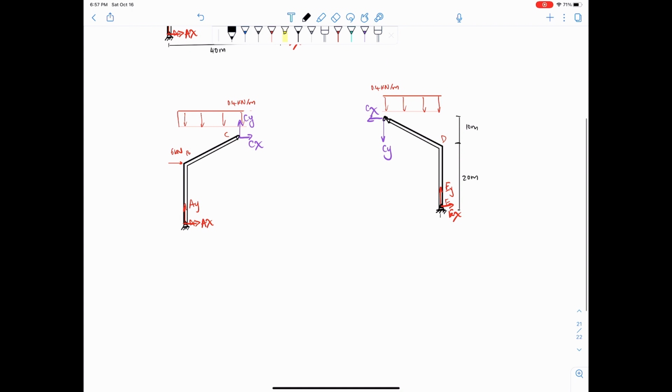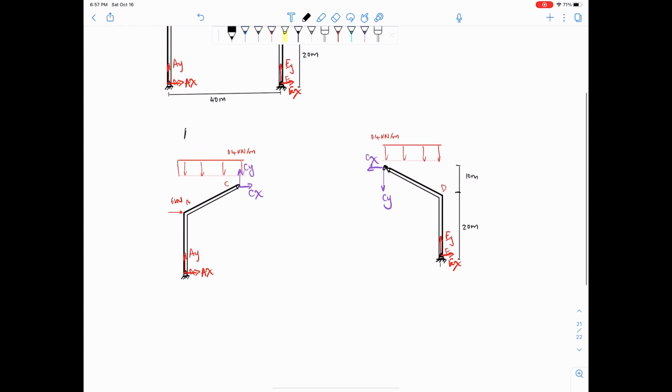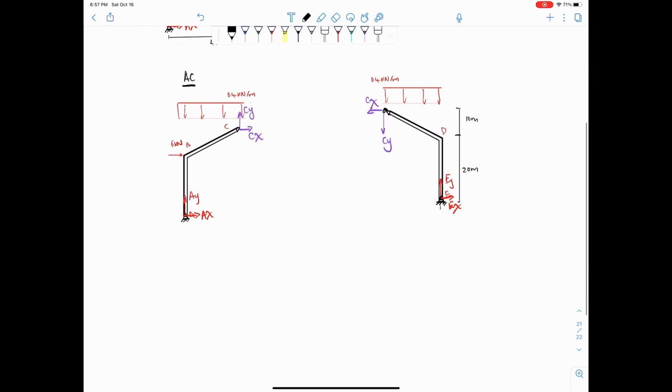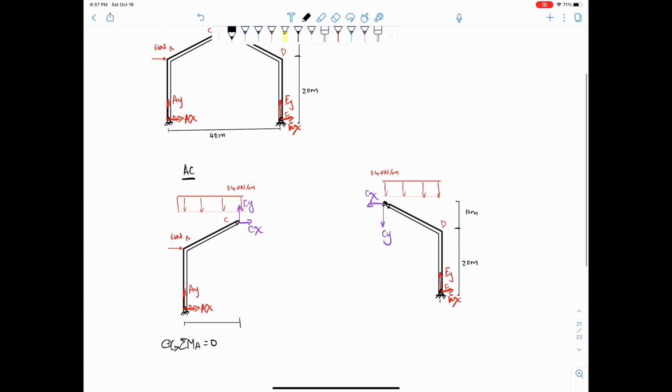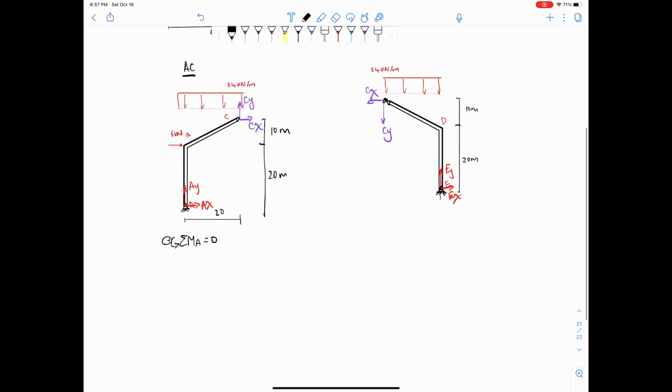So once we have that, we can go through our equilibrium equations. I'll start with the segment AC. So let's get to it. Sum of moments, take a moment around A, and that equals 0. The forces here, I can relabel it really quickly. This is 40, sorry, that's not 40, that should be 20. Then up until here is 10, and this is 20, since we split it up.